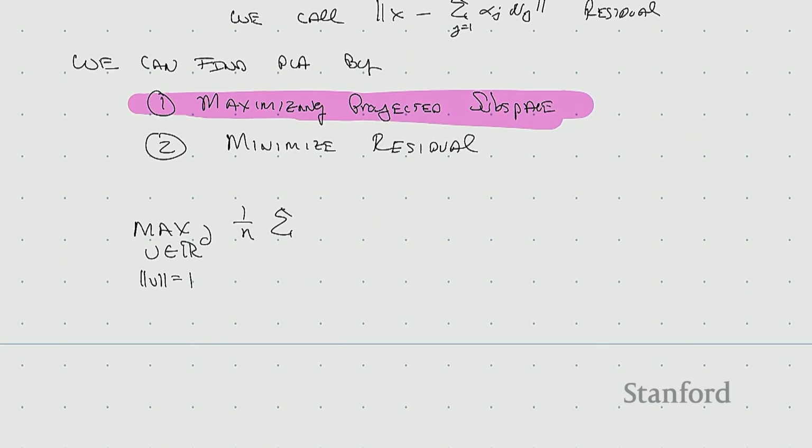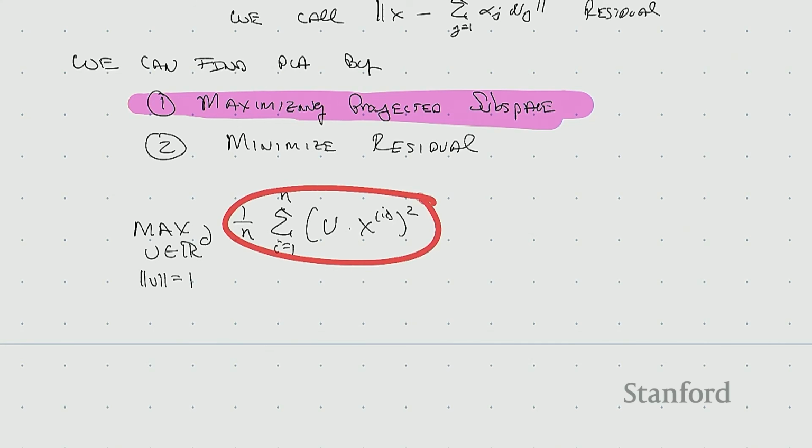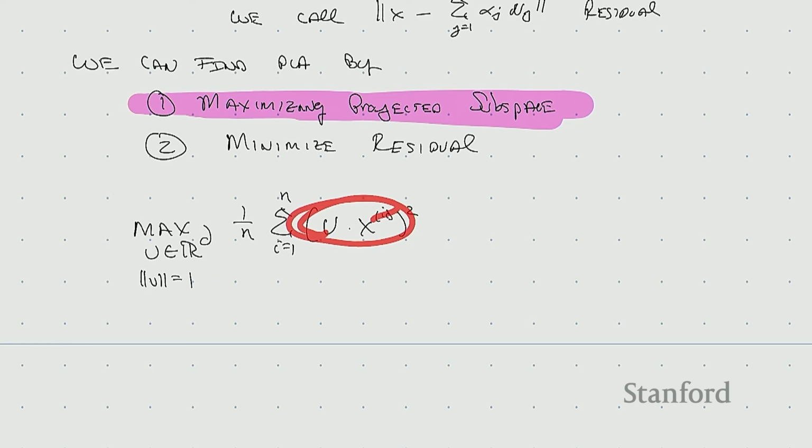It says, look over all the directions that are out there, dot them into the data set. This is alpha, right? This is the alpha we were just talking about. And try to maximize the one that captures most of it.